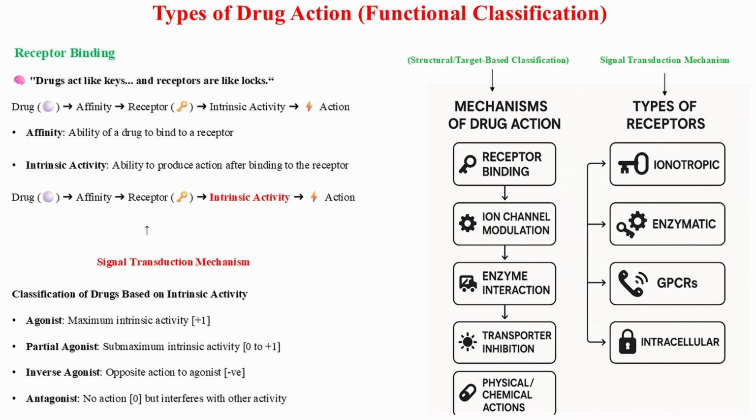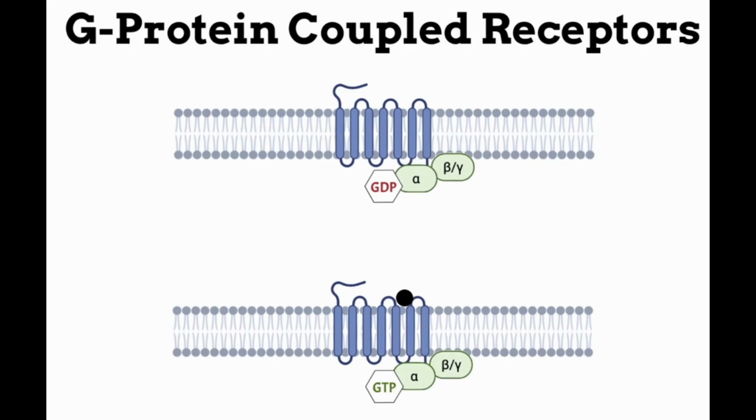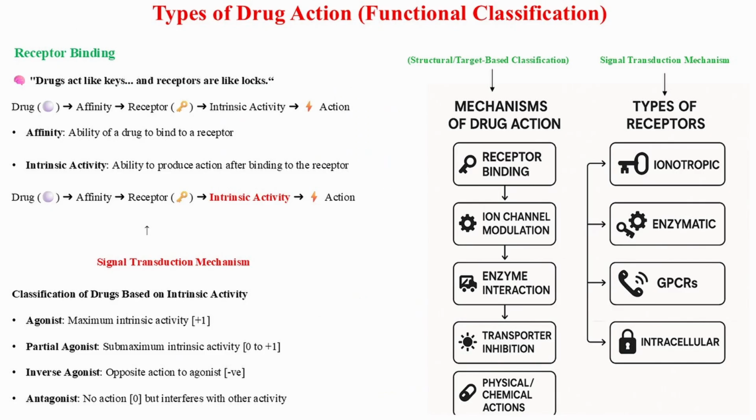First one is receptor binding. The drug acts like a key and the receptors are like locks. When the drug binds to the receptors, for example GPCRs, G protein coupled receptors, or nuclear receptors, it either activates the receptor like turning on a switch, or it blocks it like turning the switch off.